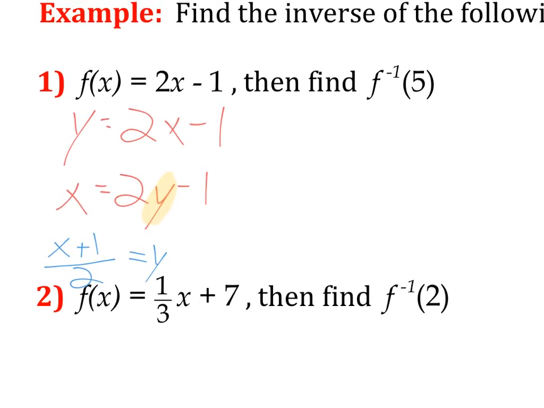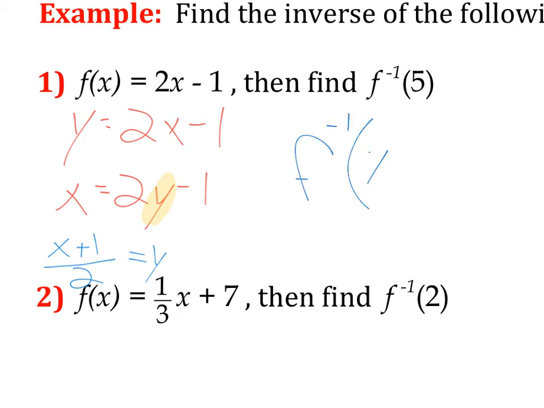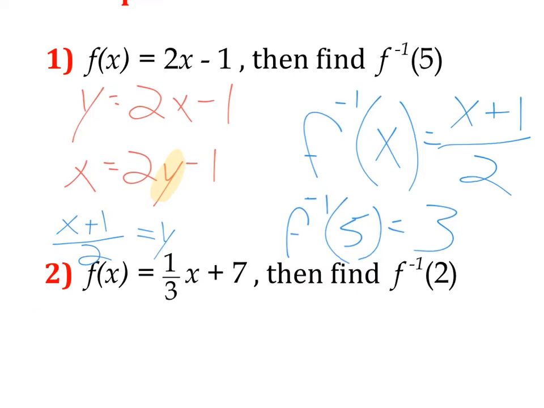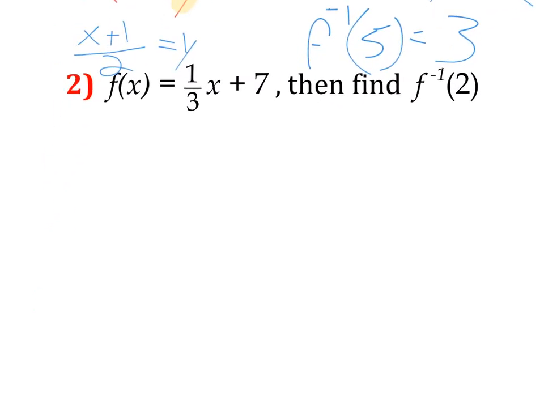So my inverse function is going to be x plus 1 all over 2. So the inverse function evaluated at an x value of 5 would just be 5 plus 1 all over 2. Well, 5 plus 1 is 6. Divide that by 2. We're going to get 3. All right, same thing. Second one.